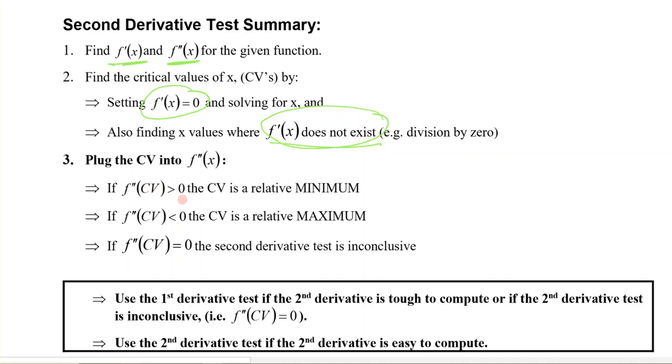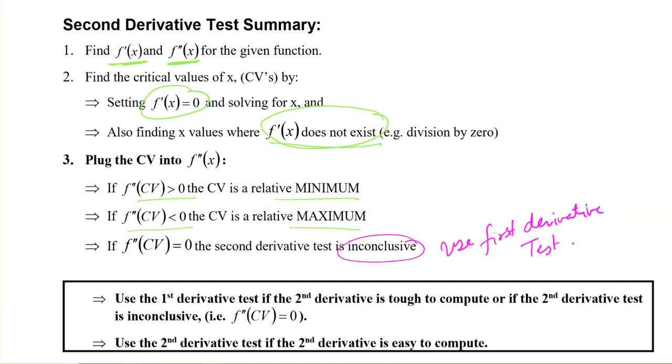If the sign is positive, we say that it's a relative minima. If the sign is negative, we say that it's a relative maxima. And if you get the value 0, then the second derivative test is inconclusive. So you need to use the first derivative test in that case, the one that I discussed in the previous video. So I hope that makes sense. We only use the second derivative test in maxima minima problems when the second derivative is easy to compute.